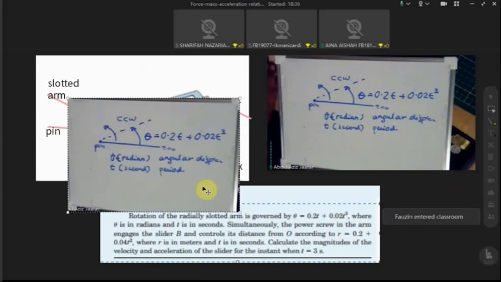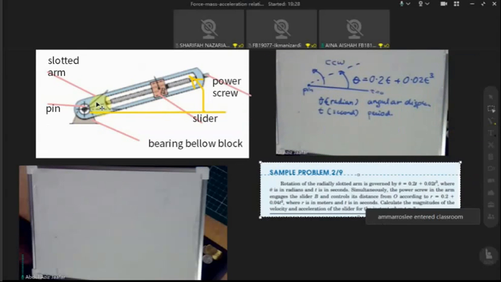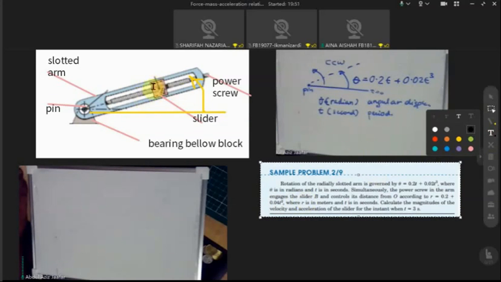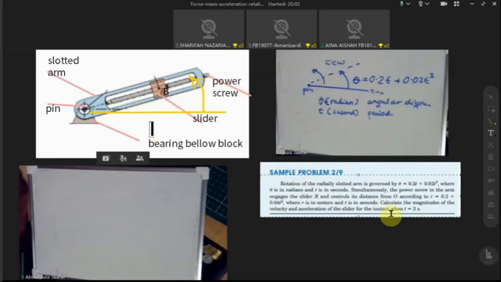So I'm going to print that one, and then simultaneously the power screw. If you haven't seen any power screw before, you can go to the internet and look at how it looks. Its position relative to the slotted arm remains 0, right? It's always stuck at that slotted arm, doesn't move, it only rotates along the axis. So there is no relative translation between the power screw and the slotted arm.